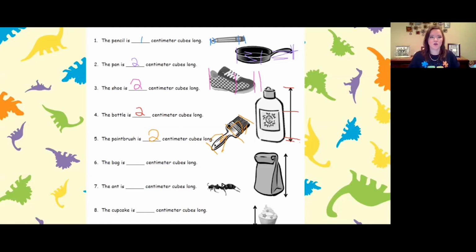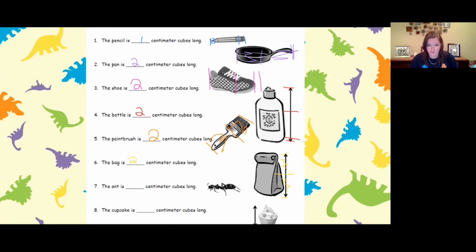And let's pick a new color. All right, the bag is how many centimeter cubes long? So just like the bottle, it gave us a lovely little arrow right here. All right. I'm gonna mark this one right here. And once again, this is about 2 centimeter cubes long. All right. Nice job. Keep up the good work.